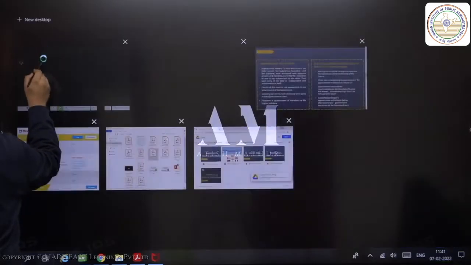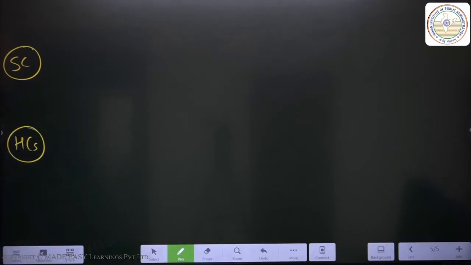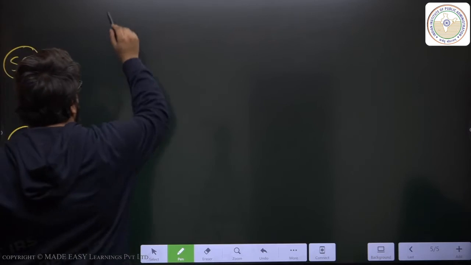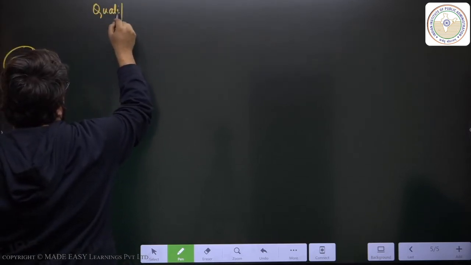Supreme Court and High Courts. Now we're going to first understand what are your qualifications. Okay, very important. This is a lot of basic logic here. Qualifications.